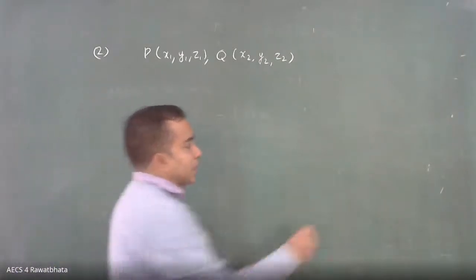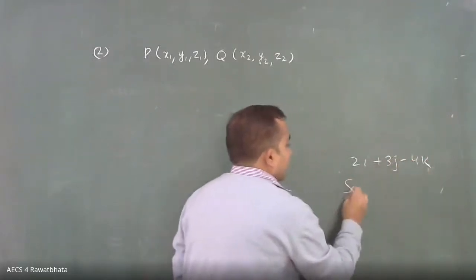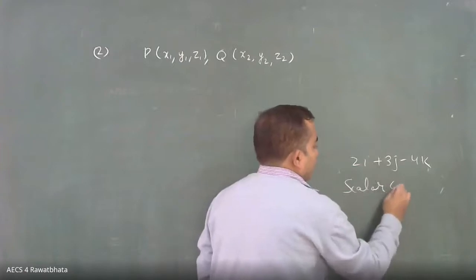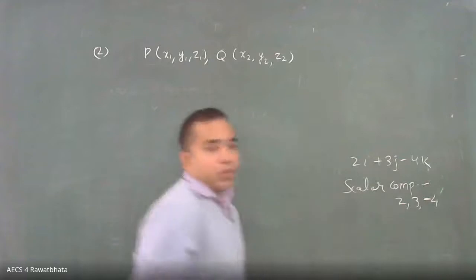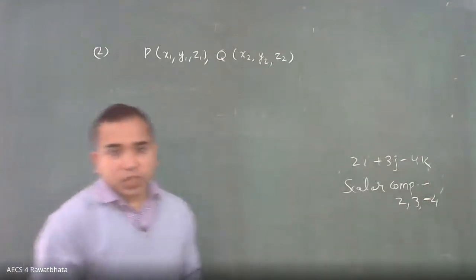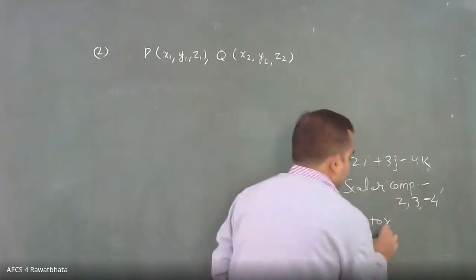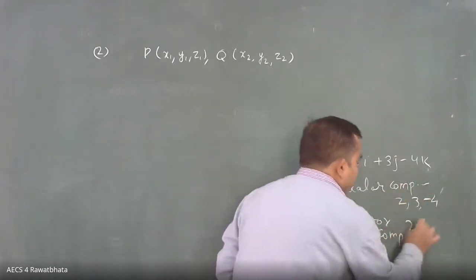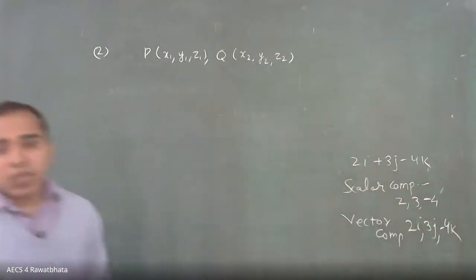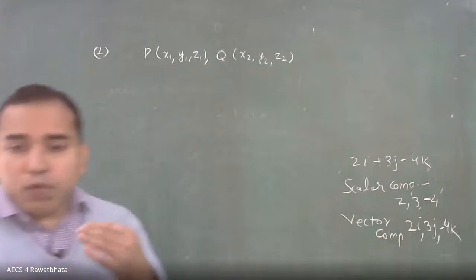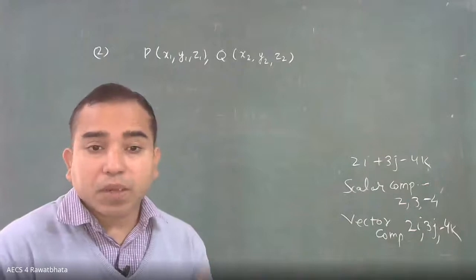You know, when we write a vector like 2i plus 3j minus 4k, these scalar components are 2, 3, minus 4, with commas, without i j. Vector components are written with i j. Vector components will be 2i, 3j, minus 4k. You say vector components. So, if you know the vector, its scalar components can be written. Its vector components can be written.